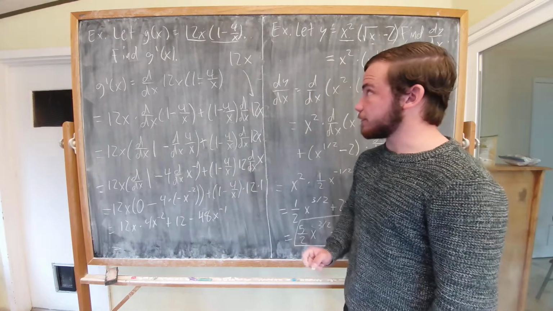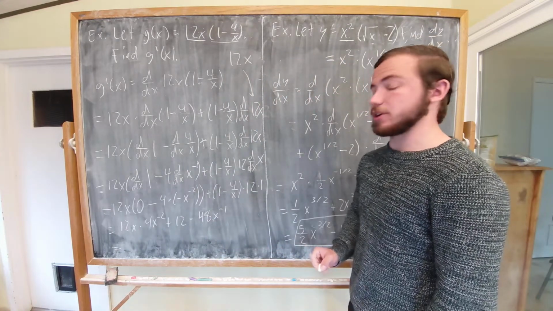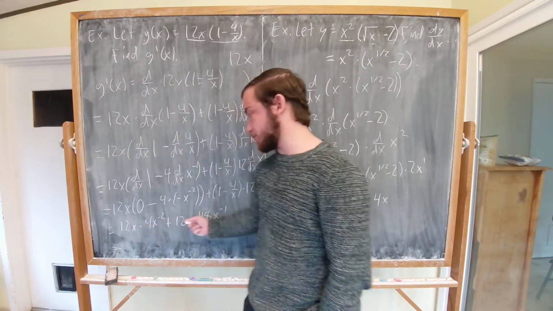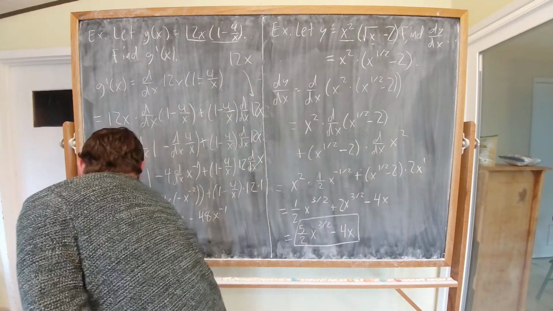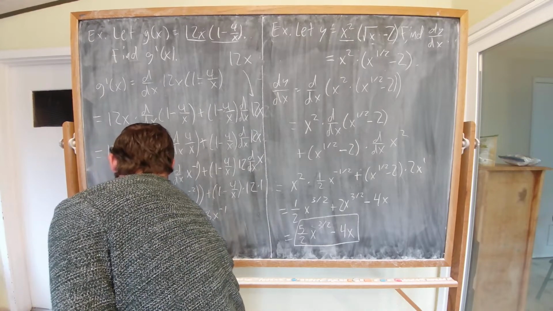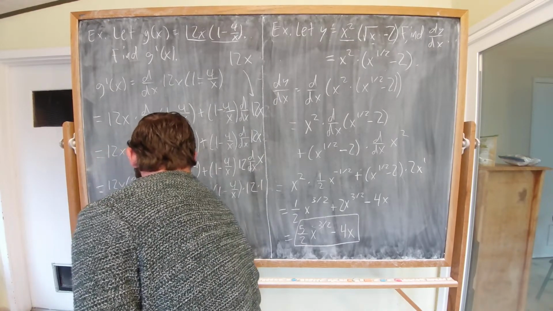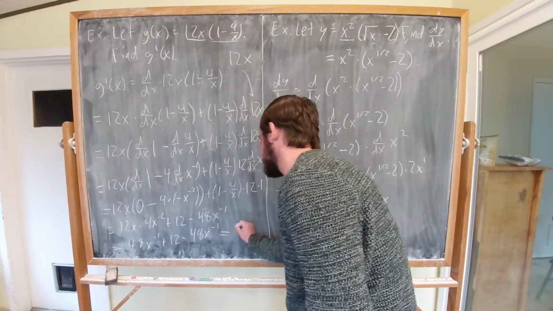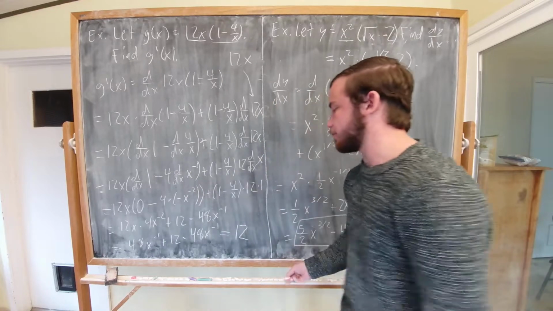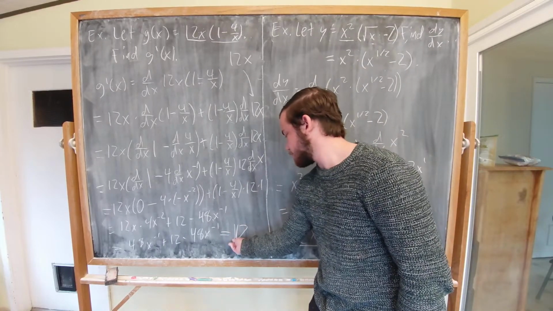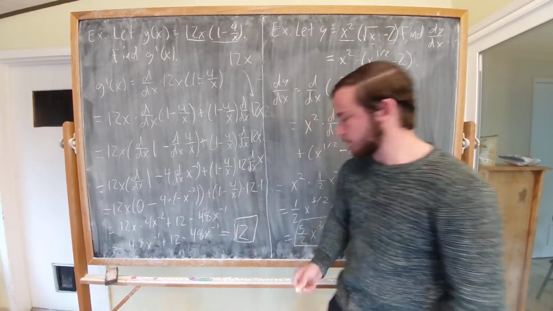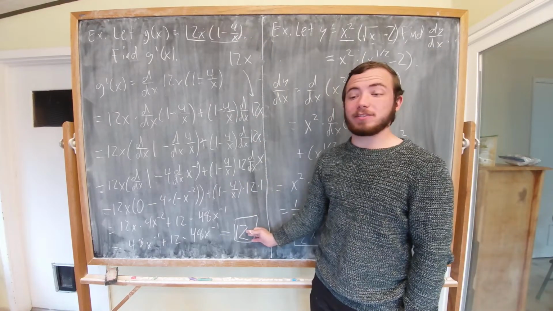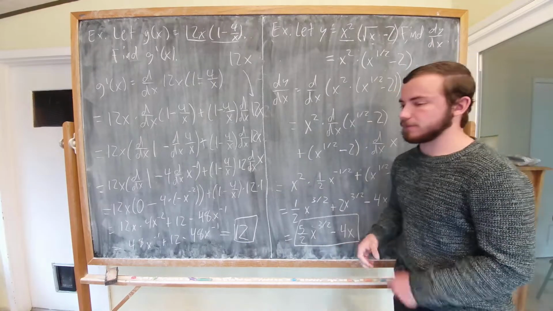And would you look at that? The 48x to the negative first are going to cancel out with each other, because we have plus 48x to the negative first minus 48x to the negative first. I'll write it out. Plus 12 minus 48x to the negative first. And that's just equal to 12. I love that. Complicated looking function, but the derivative is just 12 after all.